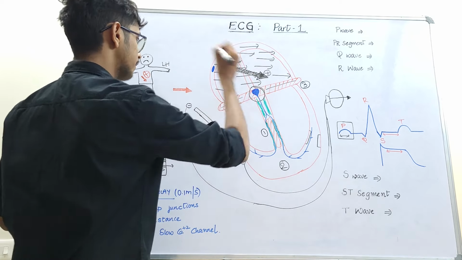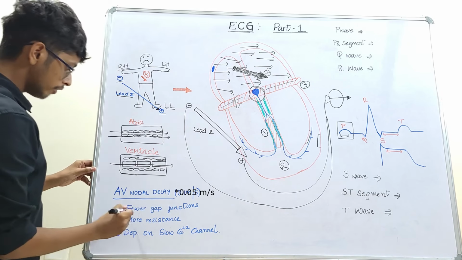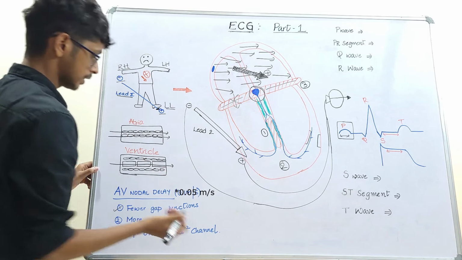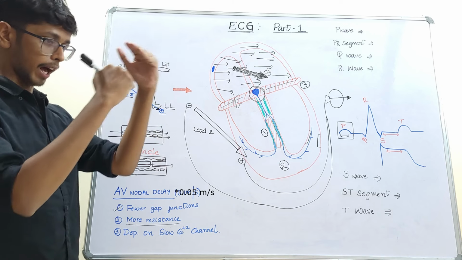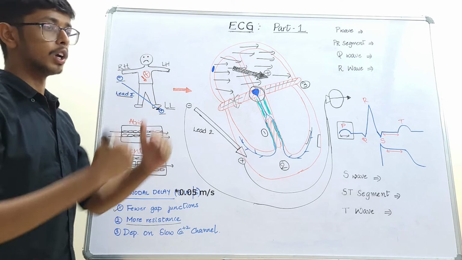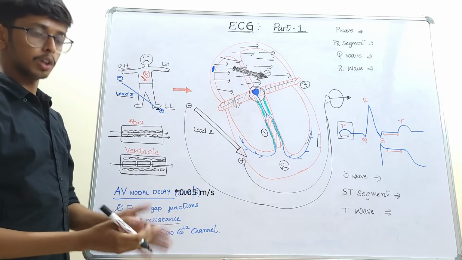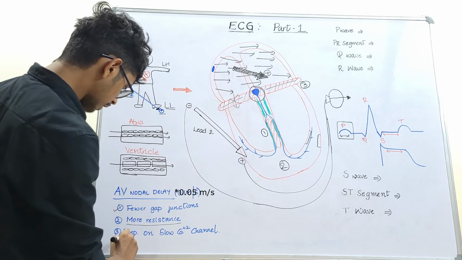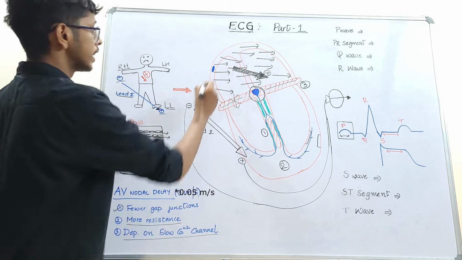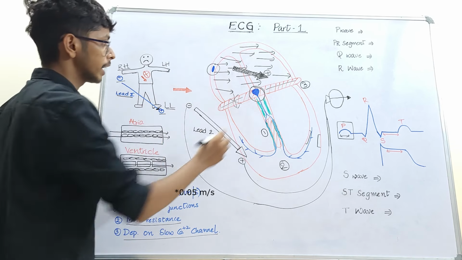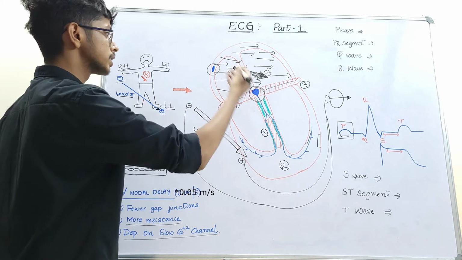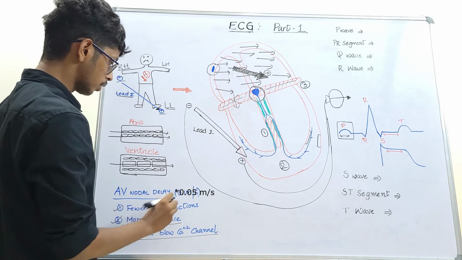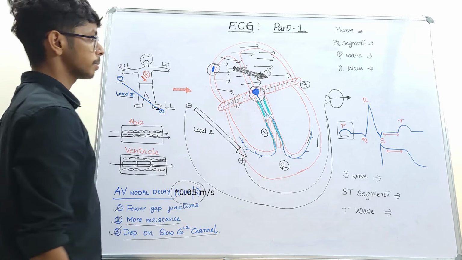Why is the AV node conducting very slowly? It has three reasons, guys. The AV node has fewer gap junctions, so less conducting velocity. There will be more resistance. The cells in the AV node are arranged in a parallel arrangement rather than a series arrangement. So the current has to pass through lots of cells to reach down. So it will take more time, creating the AV nodal delay. And finally, the AV node is dependent on slow calcium channels. The SA node is dependent on sodium channels to get excited, but the AV node depends on calcium channels, which are slow. It takes more time to depolarize each cell. These are the three reasons why there will be a delay in the AV node, and the conduction velocity through the AV node is 0.1 meter per second.